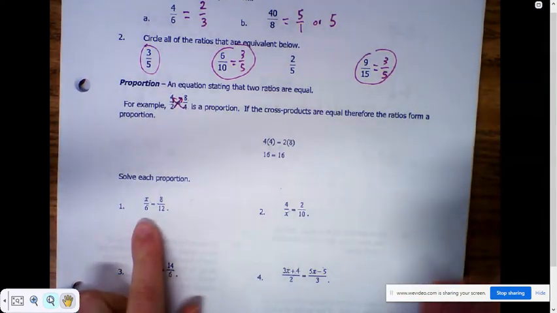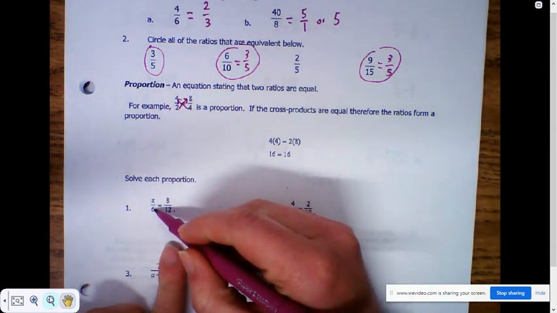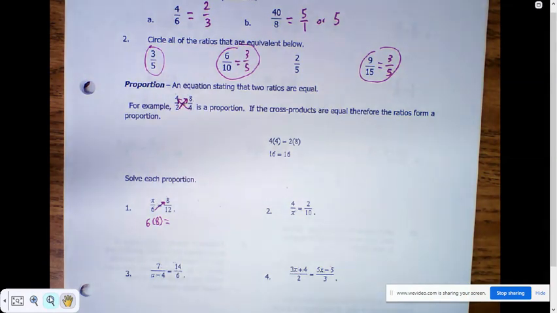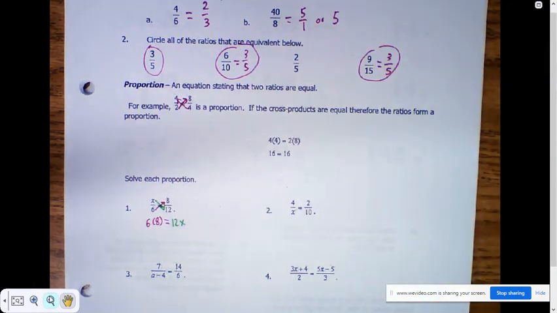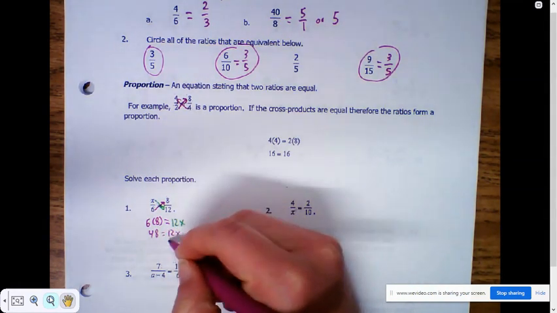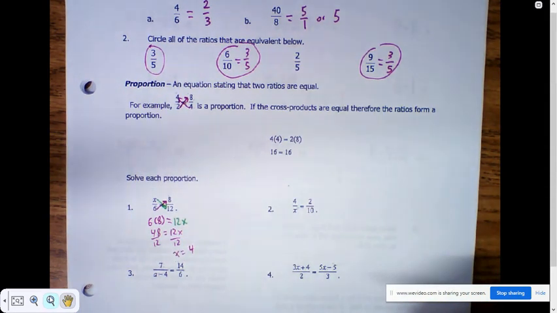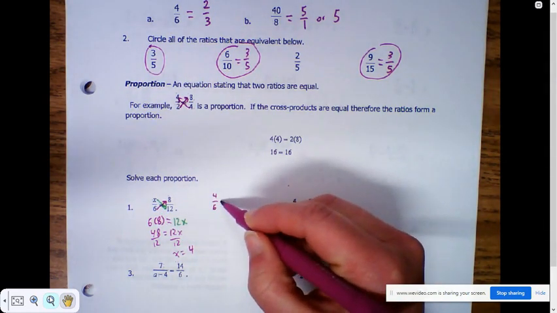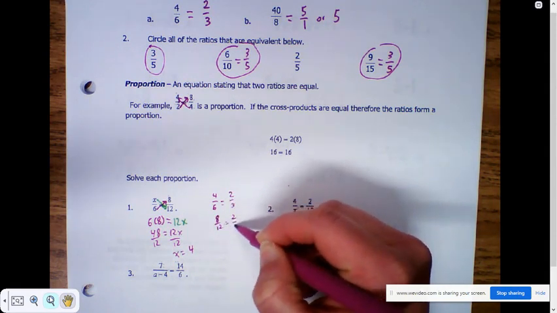So I see I have a fraction equal to a fraction, or a ratio equal to a ratio. That's a proportion. So I'm going to cross multiply. I'm going to do 6 times 8, and I'm going to say equals x times 12, or 12x. 6 times 8 gives me 48. I'm going to divide both sides by 12. So x is 4. If I plug 4 in, I will get 4/6, which is 2/3. And 8/12 also simplifies to 2/3. So yes, it checks out.